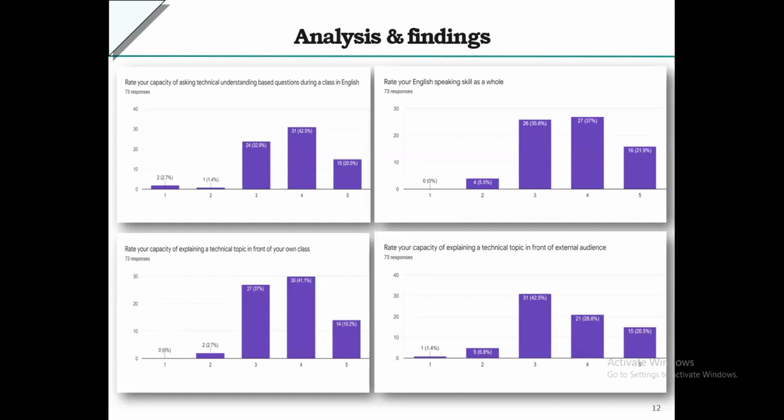And also, I have talked about the external audience, that is public speaking: rate your capacity for explaining a technical topic in front of the public. You see very few people are really feeling confident at 4 and 5-star. You see very few people. So it means that there is a need of building communication all the time, especially because of the last 2 years.